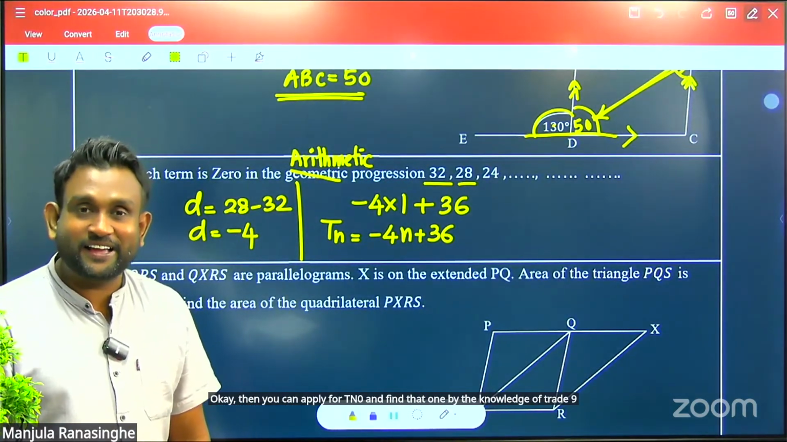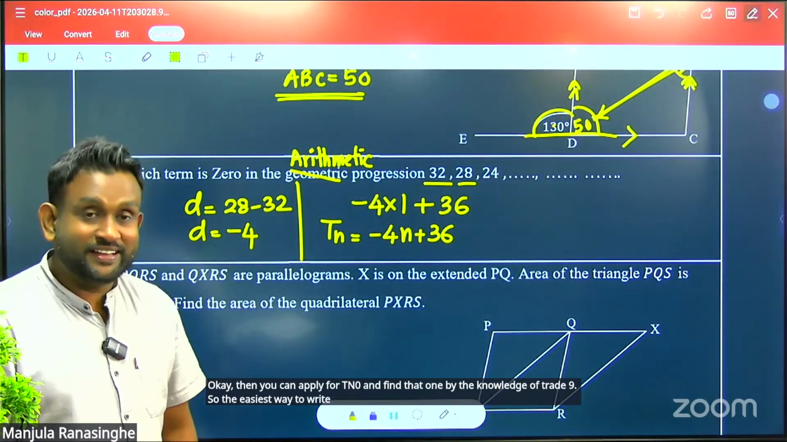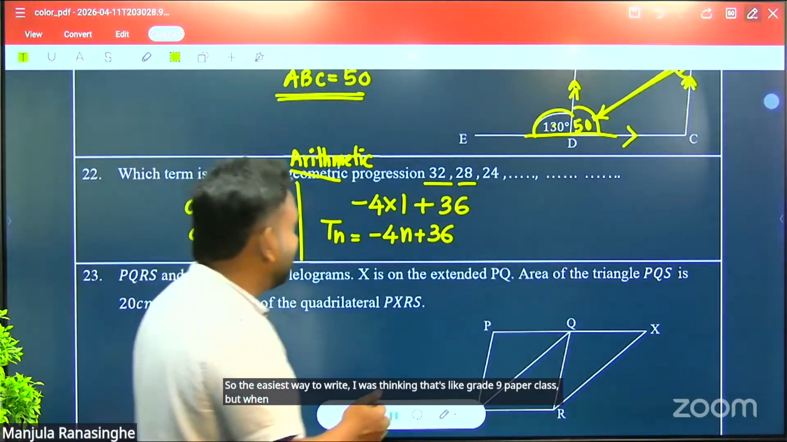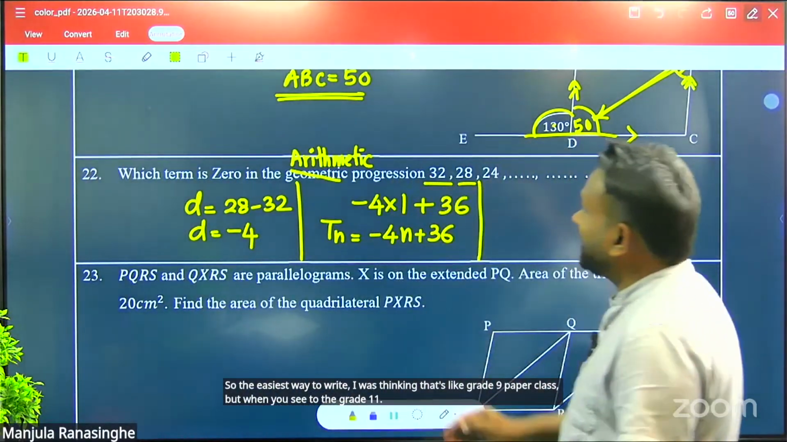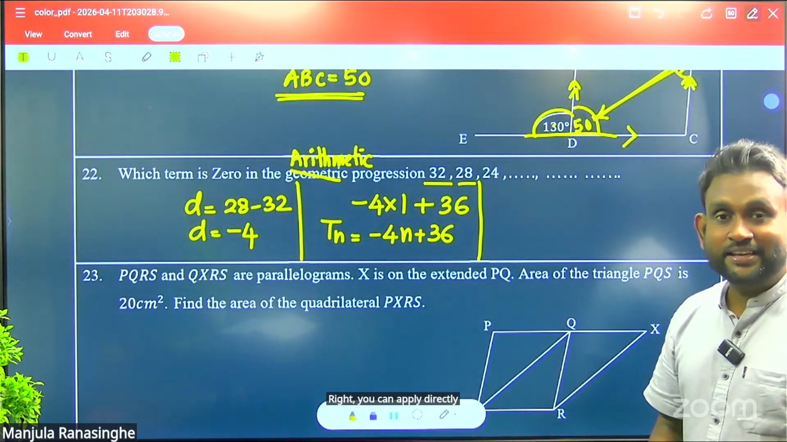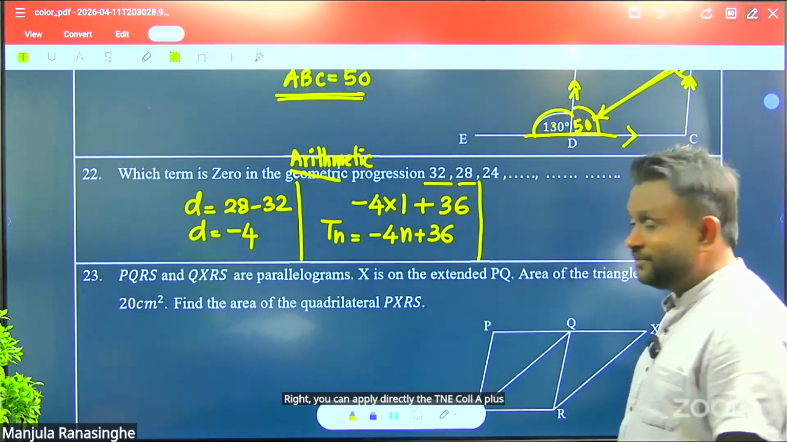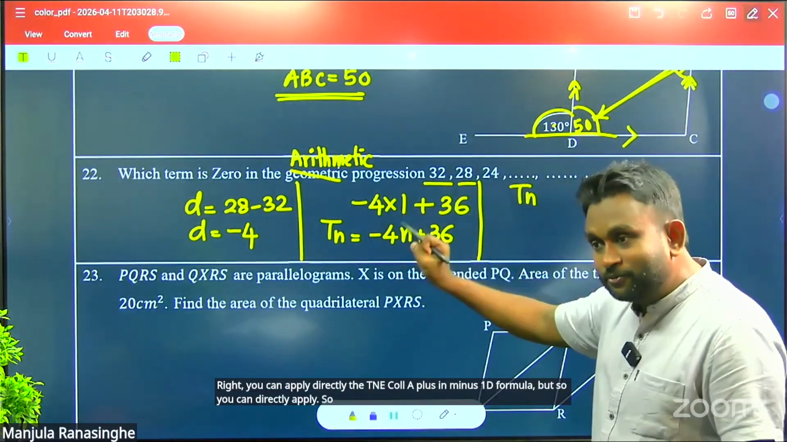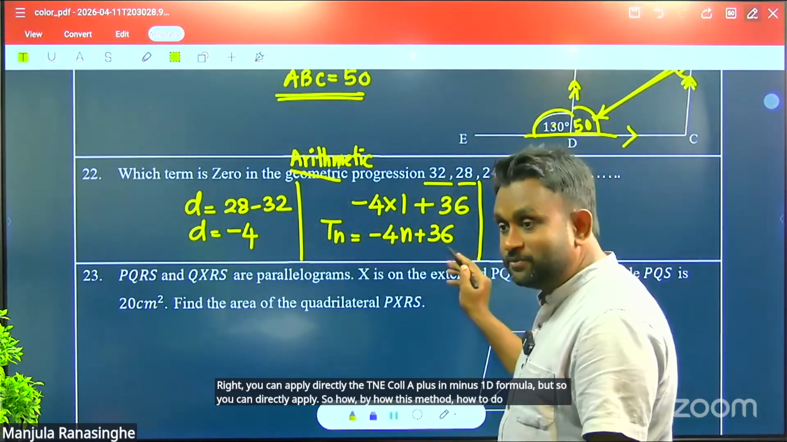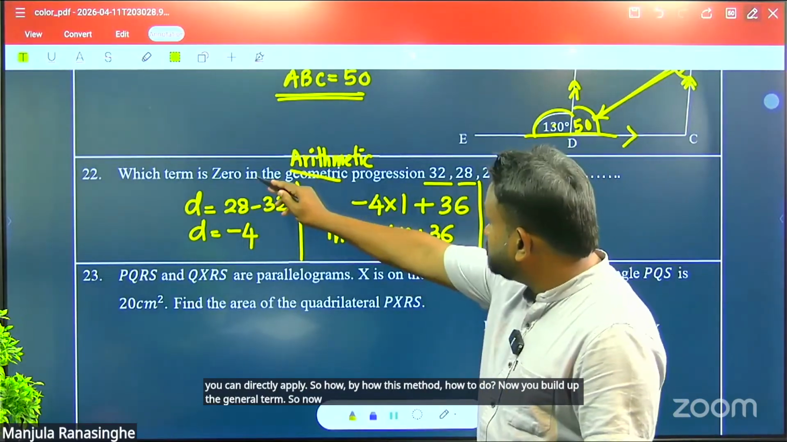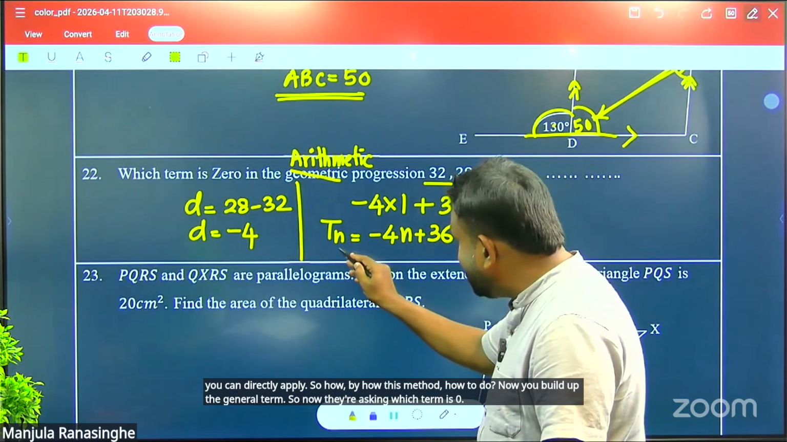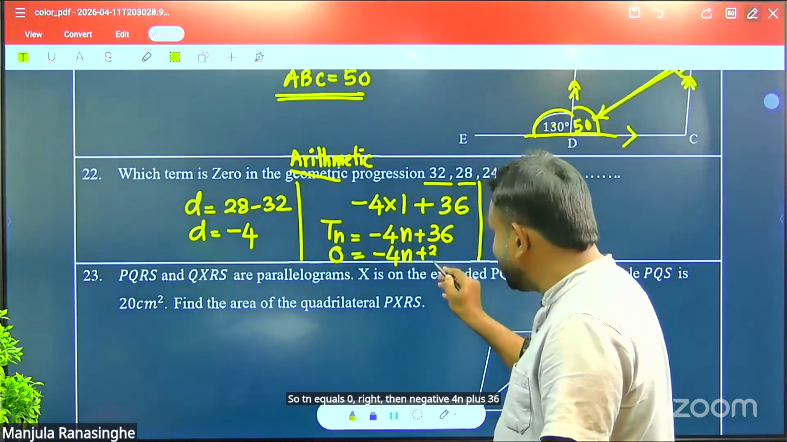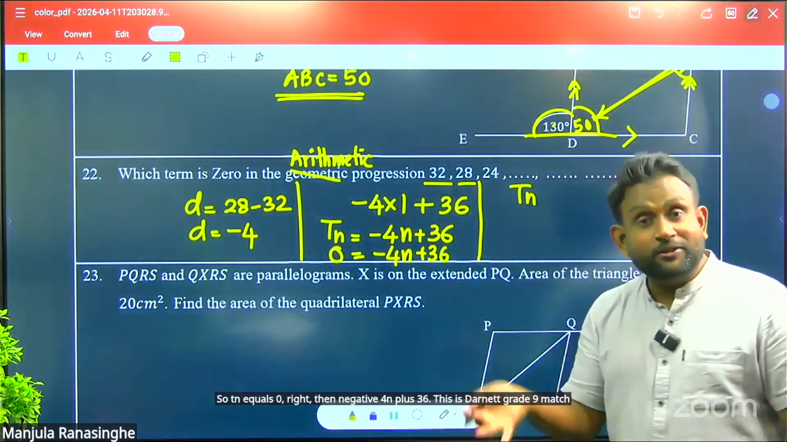So the easiest way, I was thinking, is like a grade 9 paper class, but when you get to grade 11, you can directly apply the Tn equals a plus n minus 1 d formula. So how to do it by this method? Now you build up the general term. Now they're asking which term is 0. So Tn equals 0, then -4n plus 36.